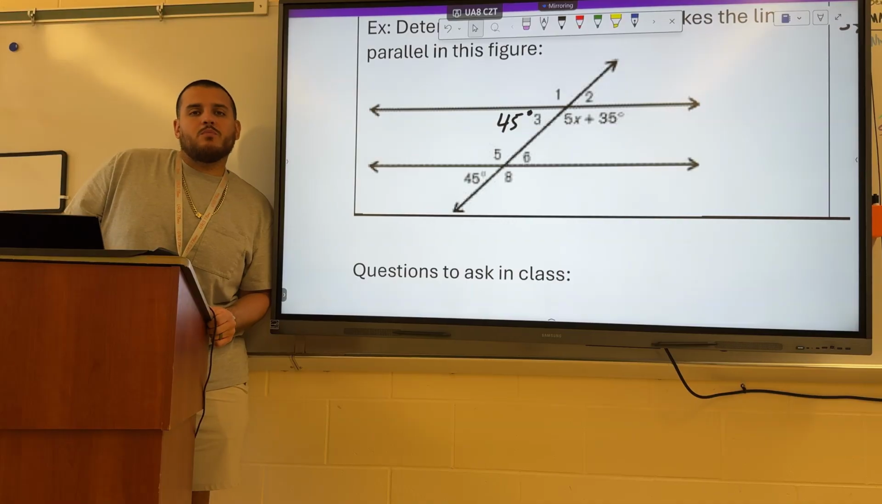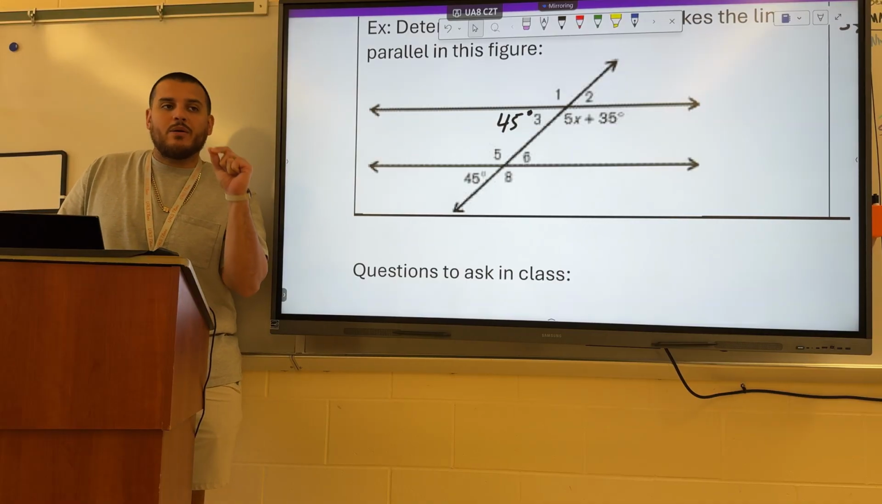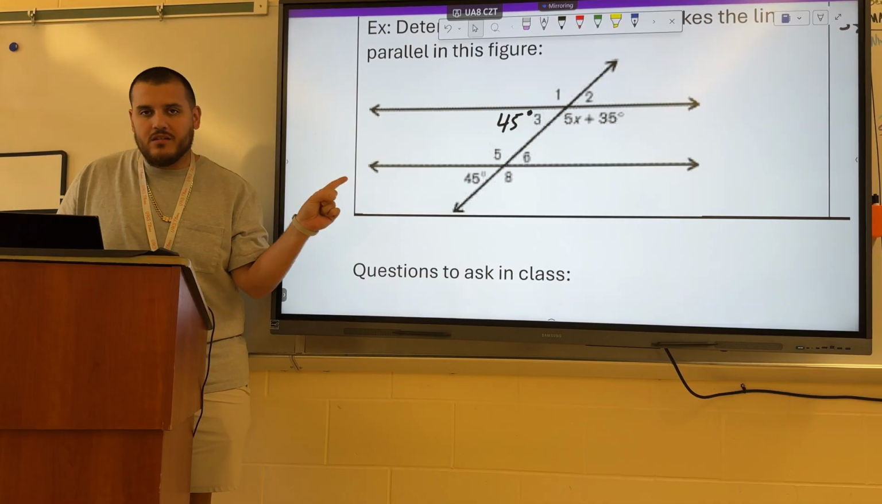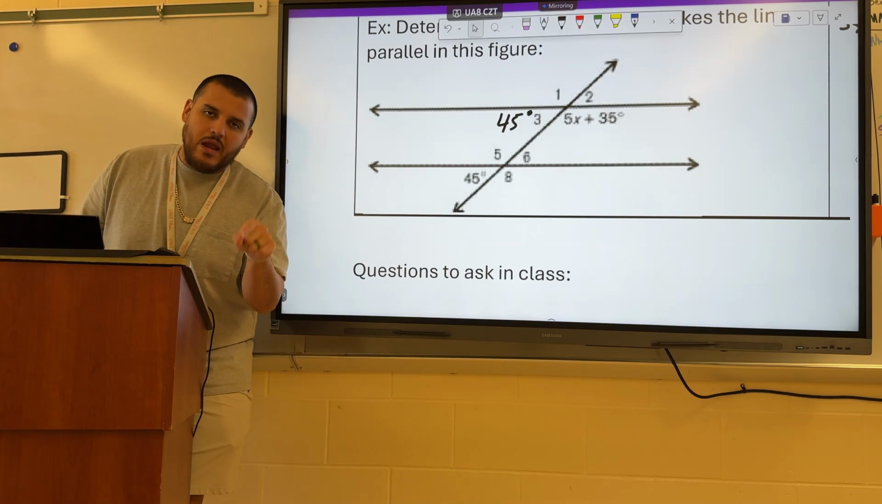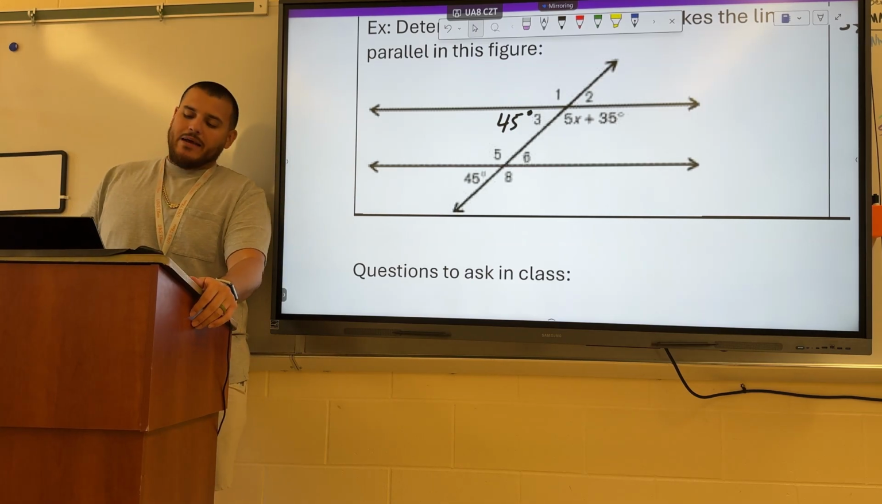This wraps up section 3.2. Remember, this is all about our angle pairs on parallel lines. Please don't forget, all the stuff we learned today only applies when parallel lines are intersected by a transversal.